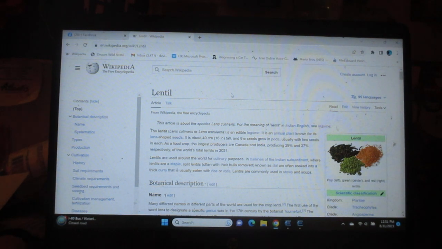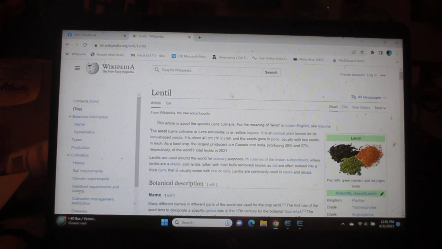Lentil, from Wikipedia, the free encyclopedia. This article is about the species Lens culinaris. For the meaning of lentil in Indian English, see legume.